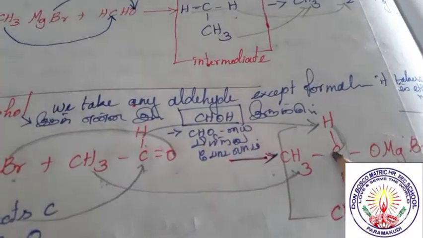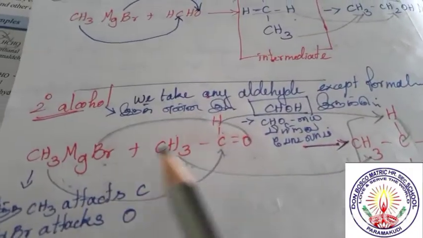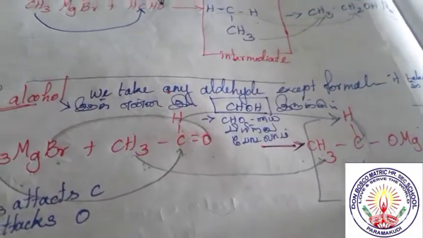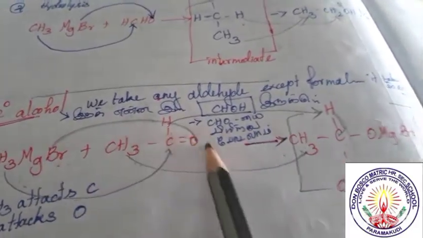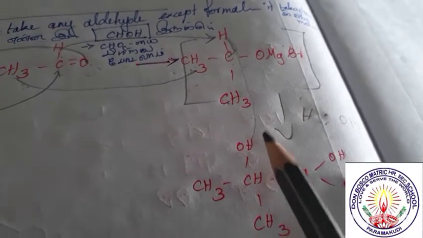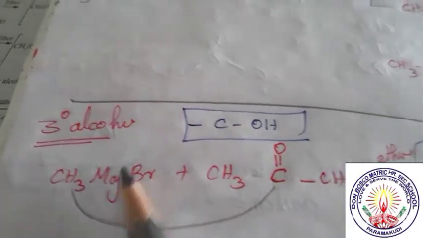So thus CH3 CH, and this CH3 is here, and this O is there and this MgBr comes here and we are getting an intermediate, and when we hydrolyze the intermediate we are getting CH3 and this OH, this O goes with hydrogen and we are getting OH, and remaining is MgOH and the bromide.